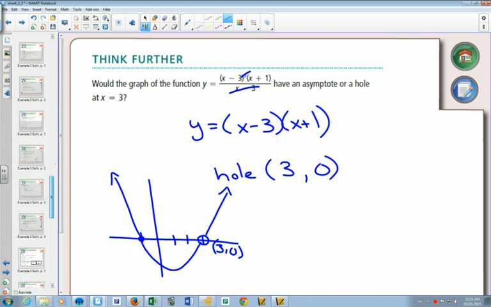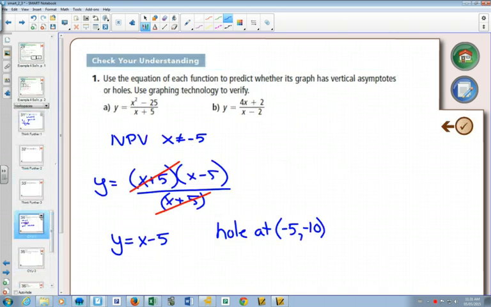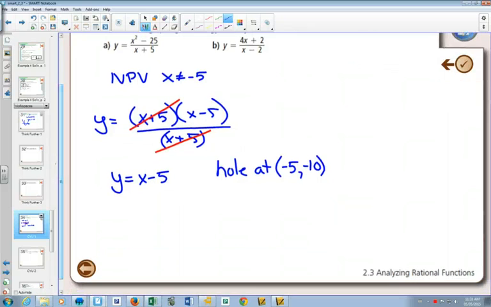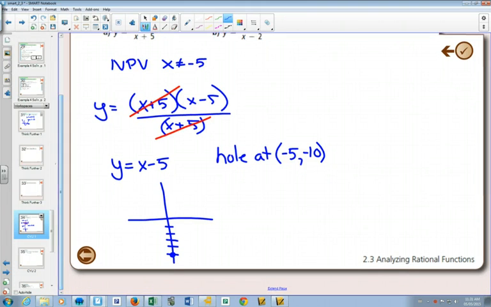That's very similar to the question that we're doing right now. It simplifies, what are we left with? We're left with a line. We know that our y-intercept of our line is at 0, negative 5. And we know that way down here at negative 5, negative 10, we would have a hole. So that's how you would graph that function.